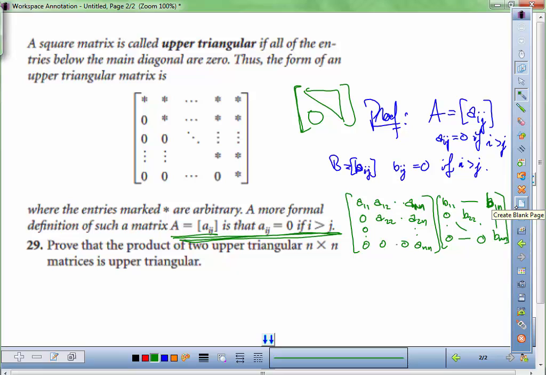You could do it with i's and j's, or you can use previous properties that have already been shown. So these are your diagonal, these are your upper triangular matrices. Now, if we want the product of A, B, we need to figure out what this is equal to.